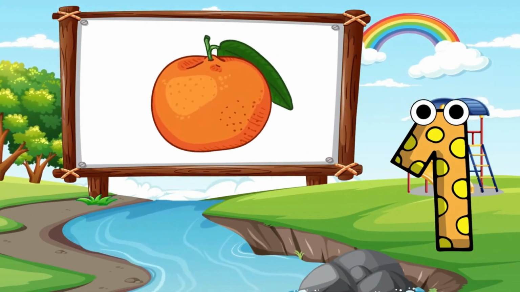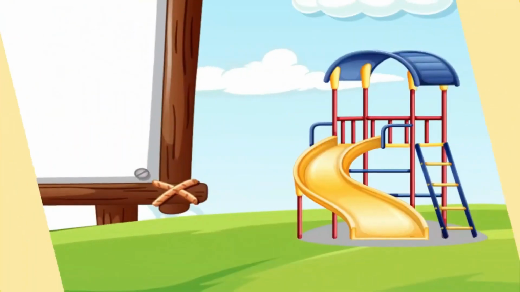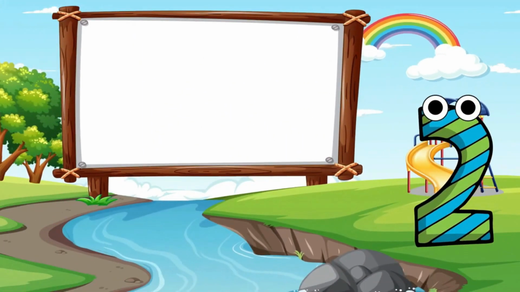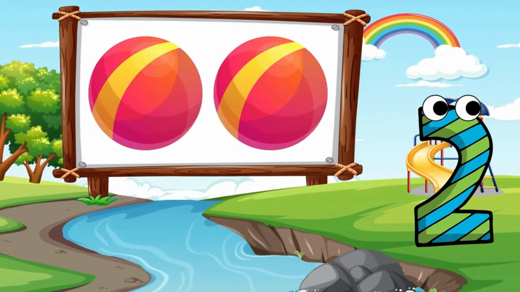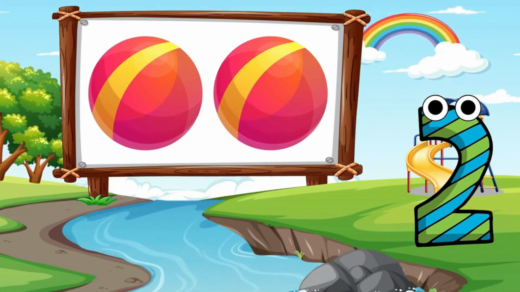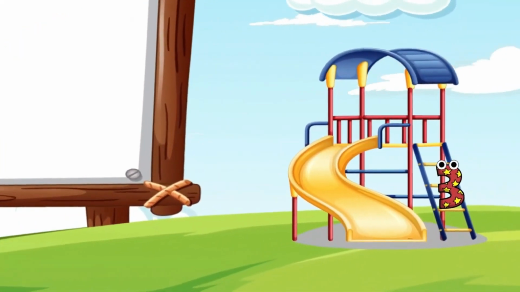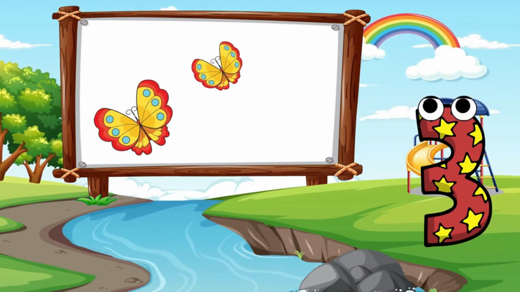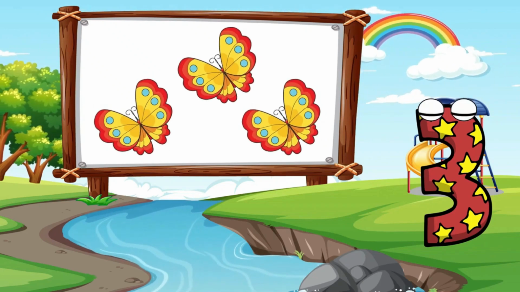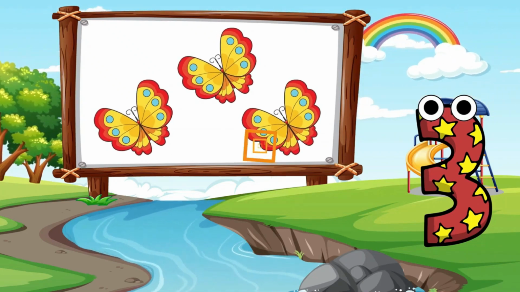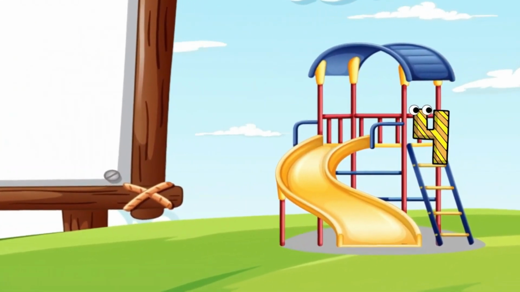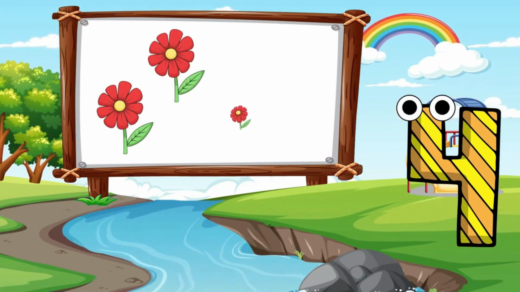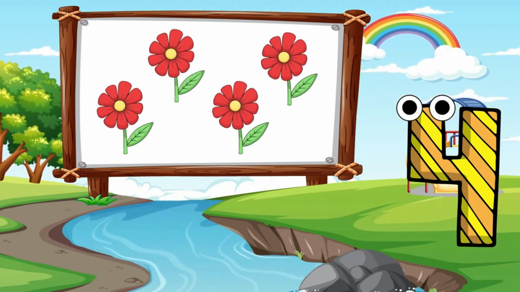One orange. Two. One, two. Two balls. Three. One, two, three. Three butterflies. Four. One, two, three, four. Four flowers.